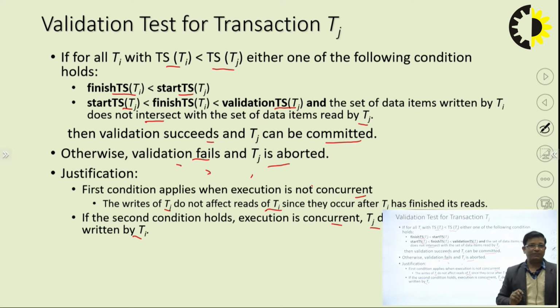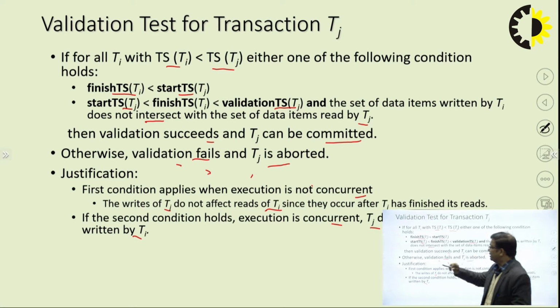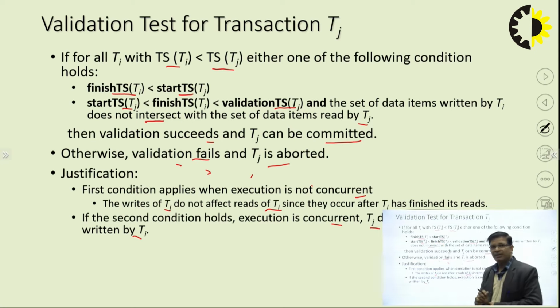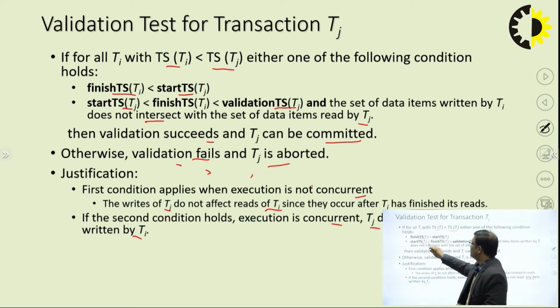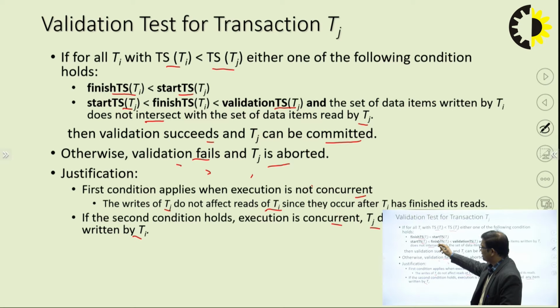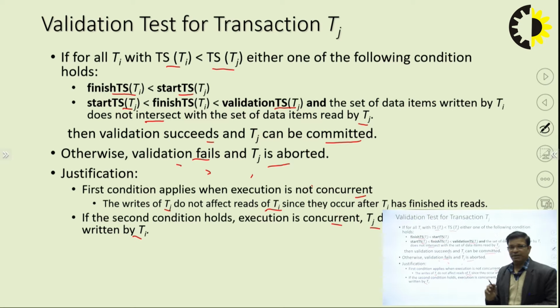That's basically the justification for this. This is the validation test. Either the validation test fails or it succeeds. The validation test succeeds only if, either, number one, the start timestamp is greater than the finish timestamp, or second, the validation timestamp is greater than the finish timestamp and the finish timestamp is greater than the start timestamp.